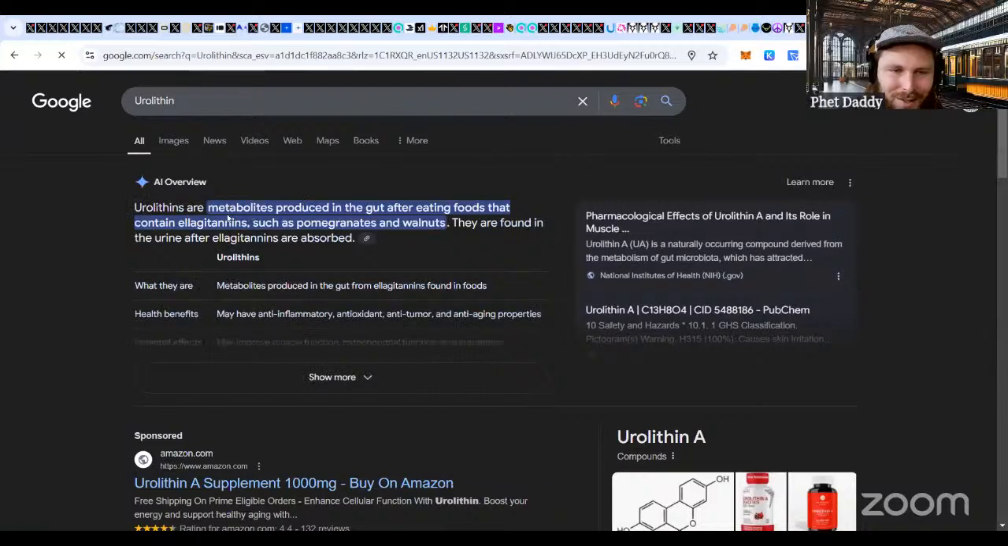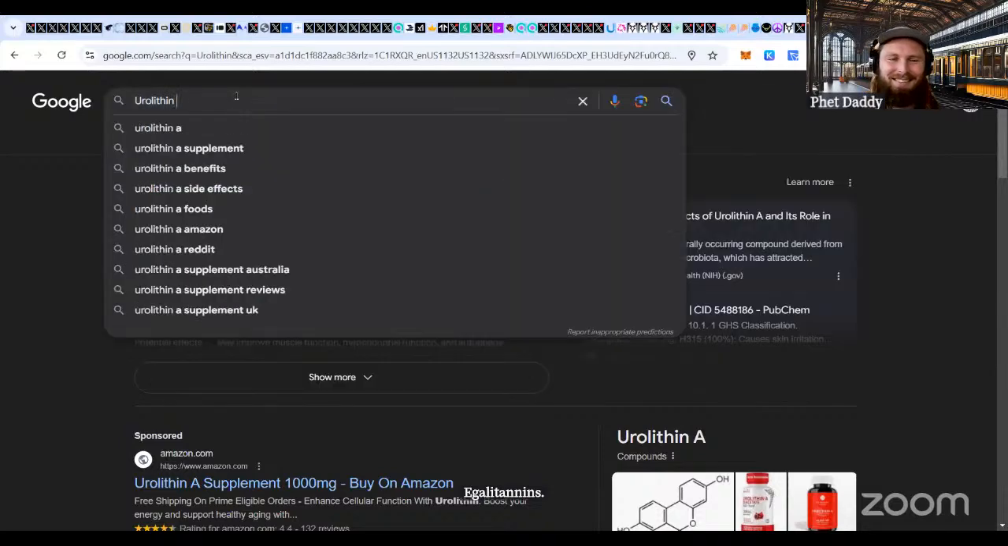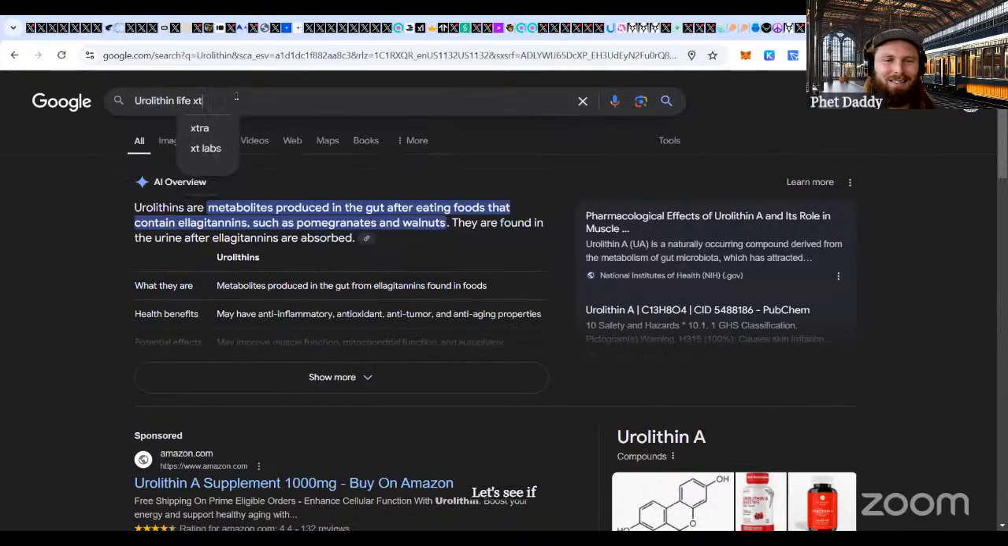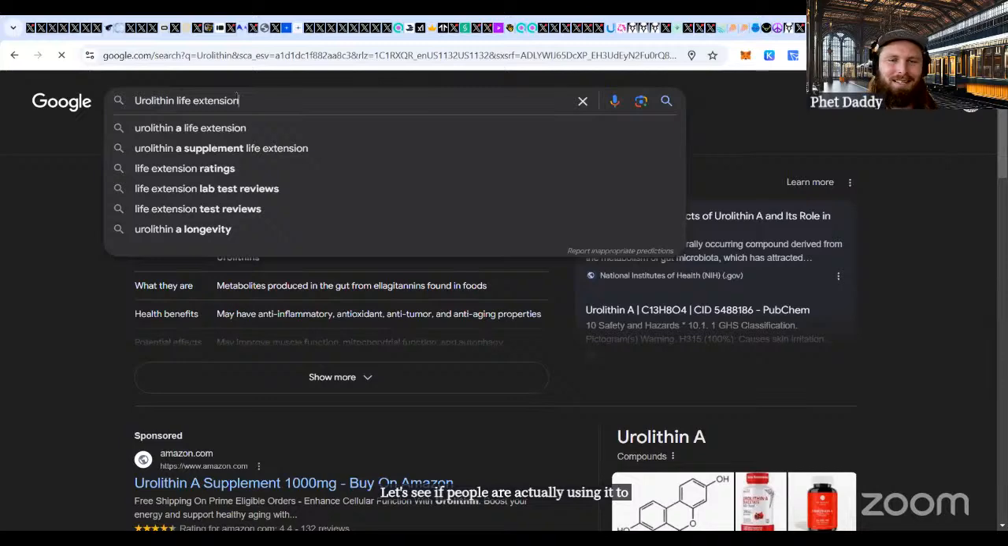So these are metabolites produced in the gut after eating foods that contain ellagitannins. Let's see if people are actually using it to extend life.